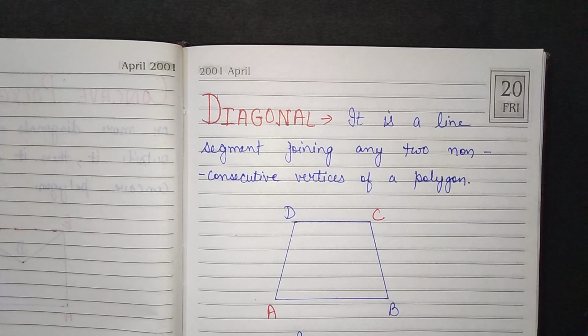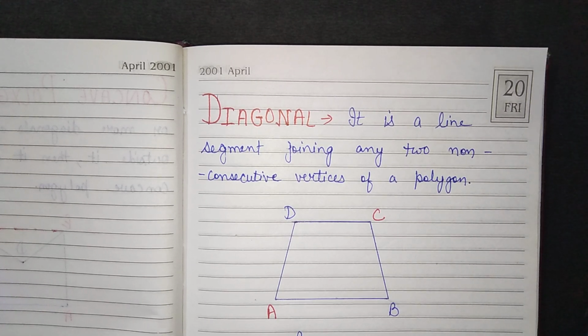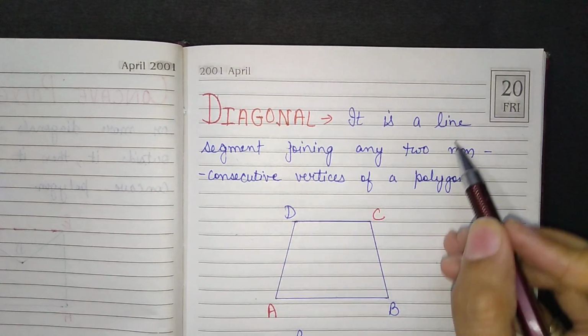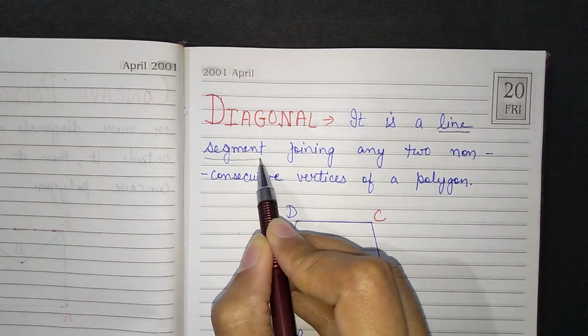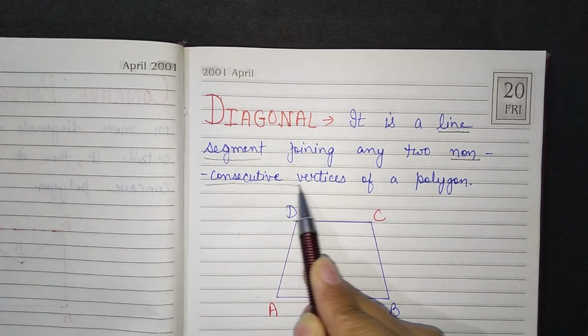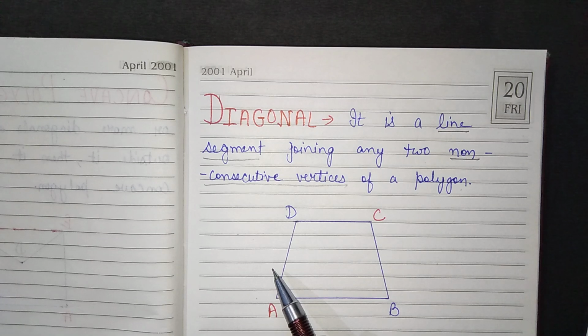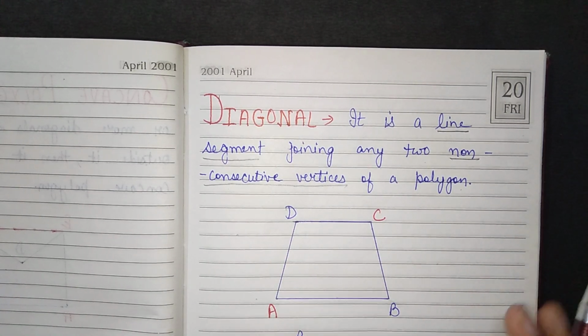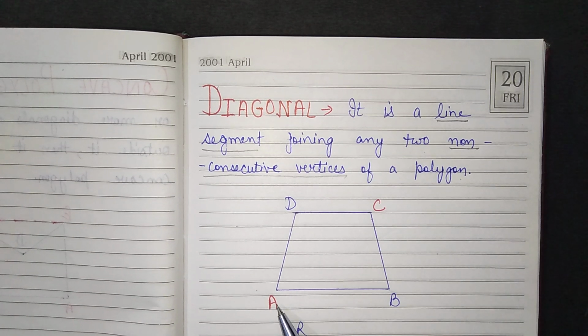After understanding the definition of polygon, we shall come to the definition of diagonal. It is a line segment joining any two non-consecutive vertices of a polygon. Now first we shall understand what are non-consecutive vertices. For this I have taken one diagram, that is quadrilateral ABCD.